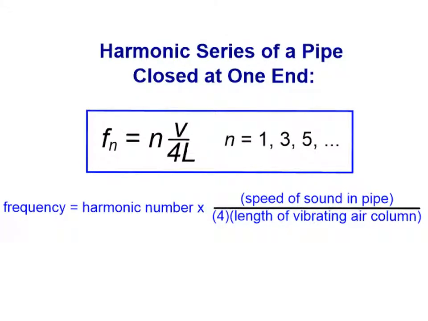So here is our nice equation for the harmonic series of a pipe closed at one end, and n will only be the odd harmonics. Also notice that instead of 2 times the length of the vibrating air column, it's 4 times the length of the vibrating air column in the denominator.